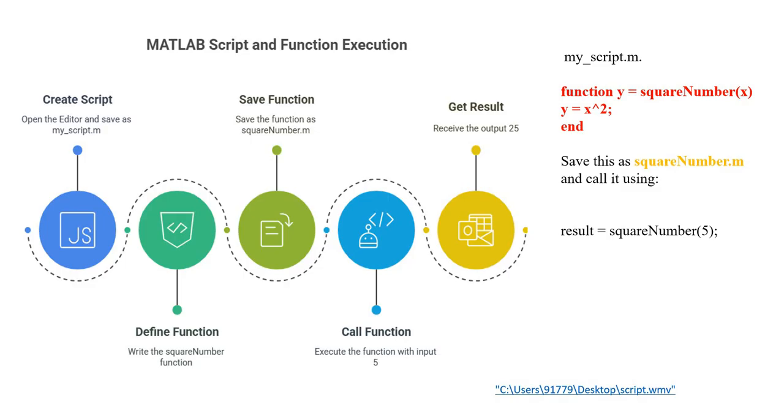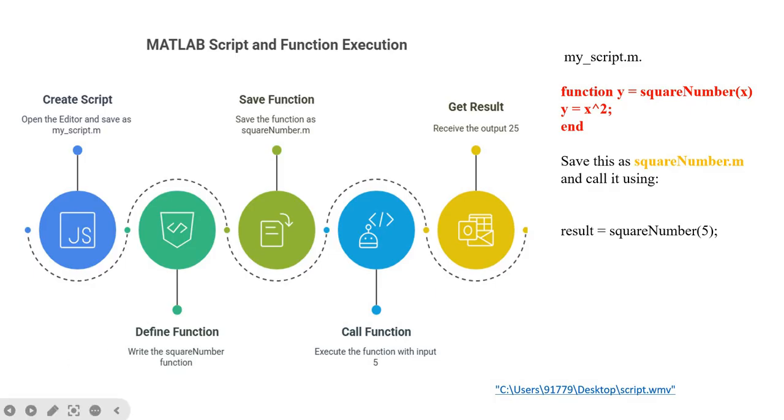Then we'll create a script using the editor and we'll save it by some name. So here the name is my_script.m. You can use your name, you can give the program name, but it should have the .m extension.